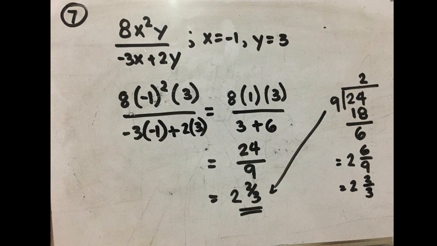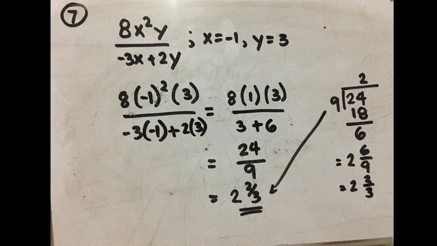So that's 8 times 1 times 3. Negative 3 times negative 1 becomes positive 3. 2 times 3 is 6. This becomes 8 times 3, which is 24. 3 plus 6 is 9.